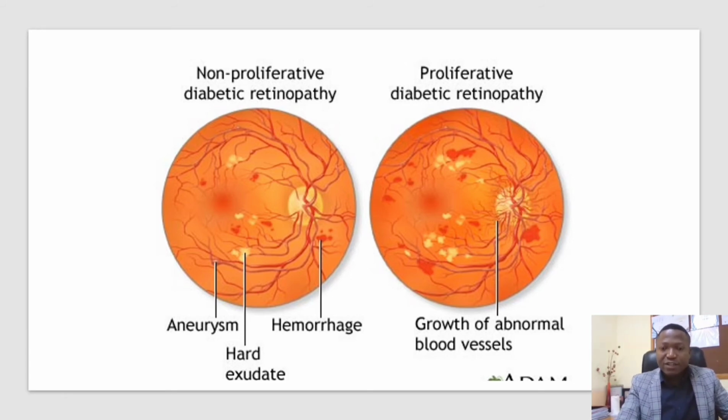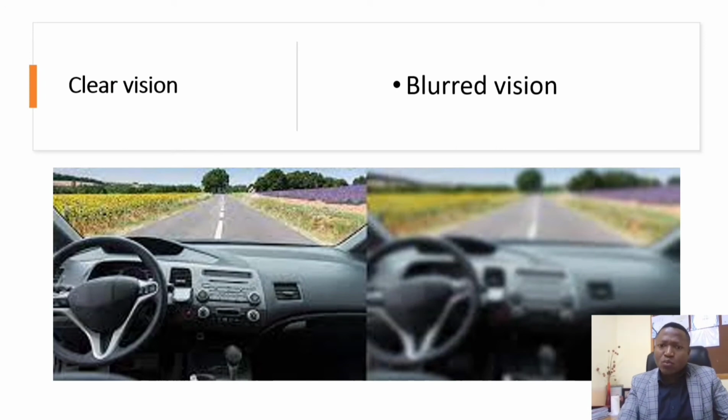So it just differs with the areas affected by these signs, or the quadrants of the eyes that are affected by these signs. And then the last stage is proliferative diabetic retinopathy. This stage is characterized by the formation of new vessels. This is the last stage that leads to severe impairment of vision.